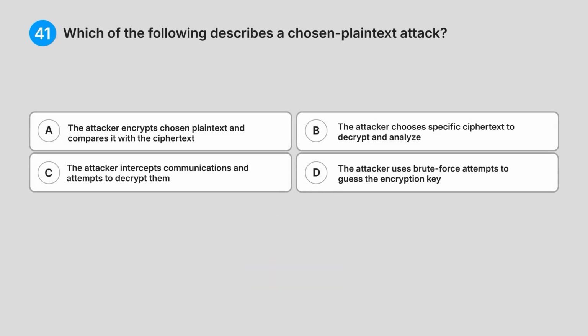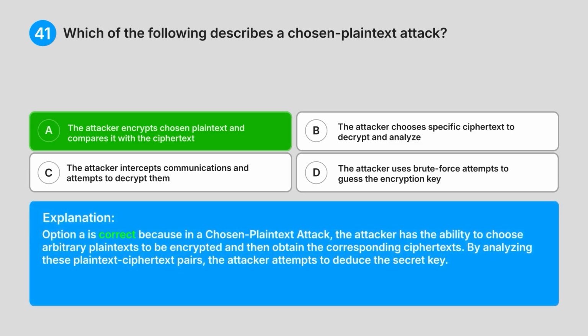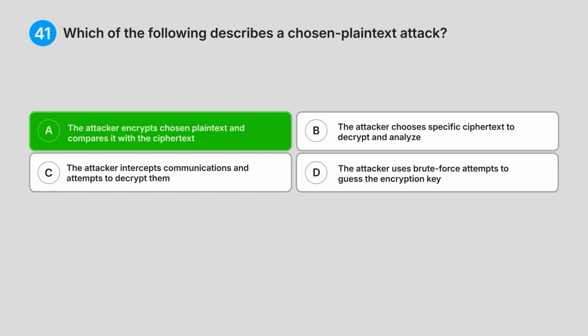Correct answer, A. The attacker encrypts chosen plaintext and compares it with the ciphertext. Explanation: option A is correct, because in a chosen plaintext attack, the attacker has the ability to choose arbitrary plaintexts to be encrypted and then obtain the corresponding ciphertexts. By analysing these plaintext-ciphertext pairs, the attacker attempts to deduce the secret key.